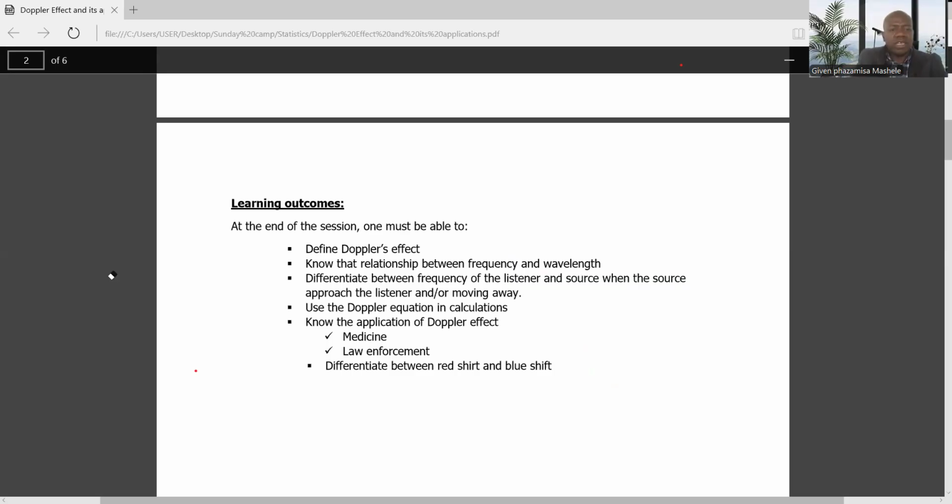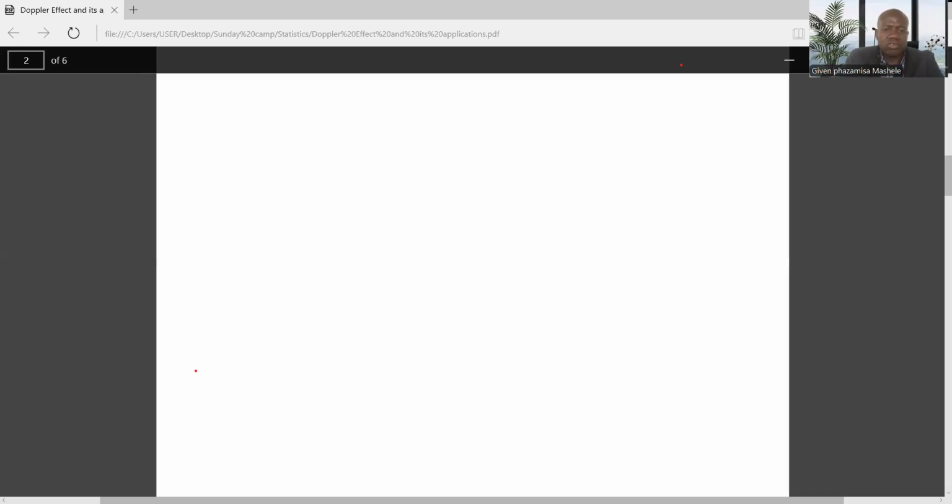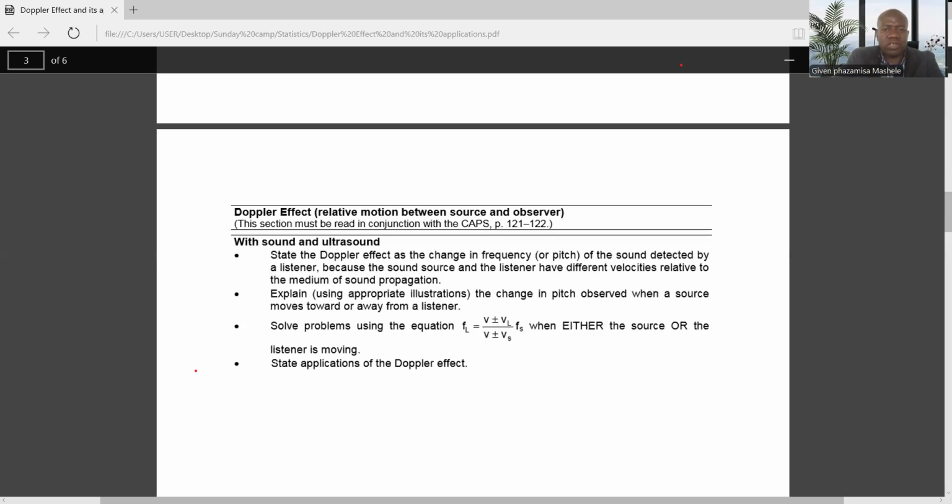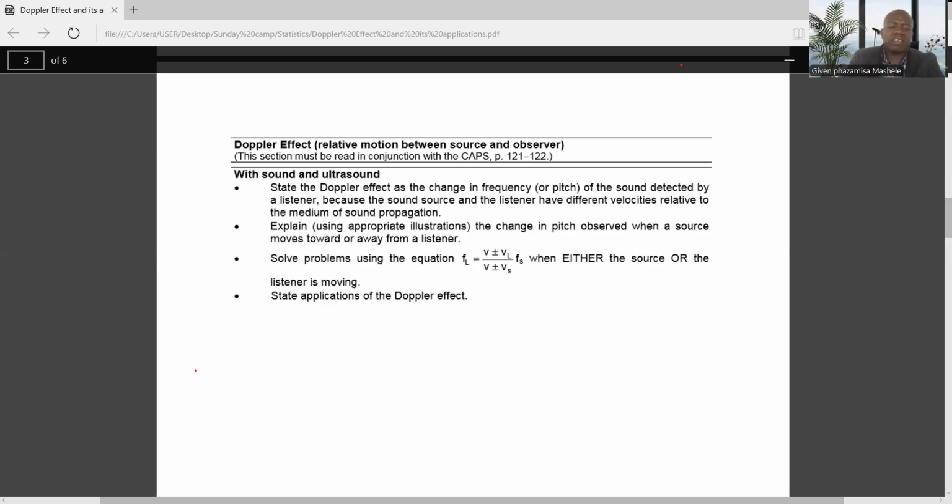In terms of Doppler's effect, number 1, you must be able to define what Doppler's effect is. So what I will do is take you through the examination guideline as to what is expected of a learner preparing for the final examination in Physical Science.